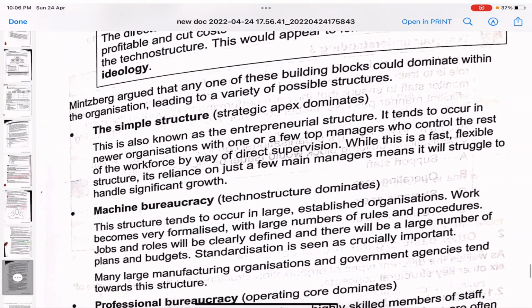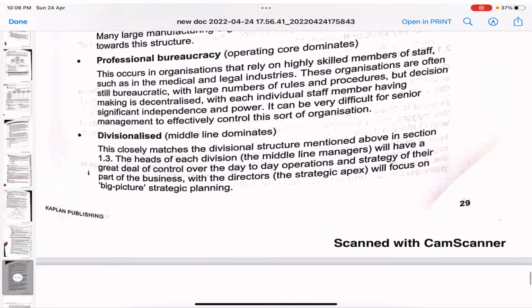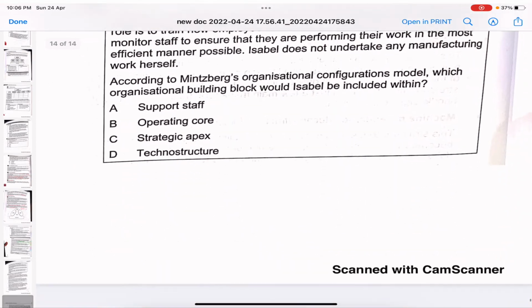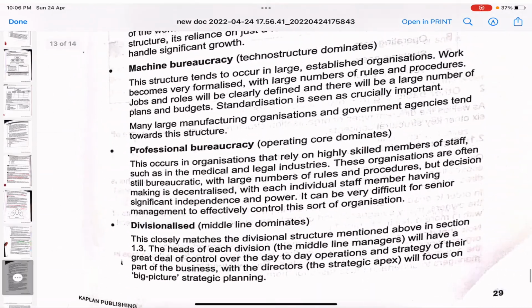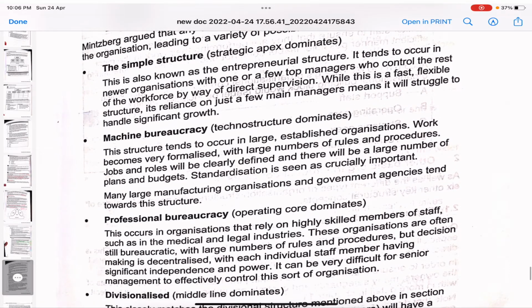Moving on, Mintzberg argued that any one of these building blocks could dominate within the organization, leading to a variety of possible structures. So Mintzberg also said that there are various structures like the simple structure, the machine bureaucracy, professional bureaucracy, divisionalized, adhocracy, and missionary. So these are what Mintzberg has said. Let us see what each one of them means.